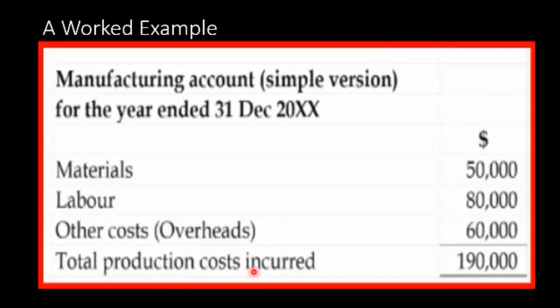Okay, a simple version of the manufacturing account. It has 3 sections. Each one of these here represents a section. One for the raw materials, one for labor, and another one for other costs other than materials and labor. That is all overheads. Overheads is just another name for expenses. Okay, you add all 3 together and you get the total production cost incurred.